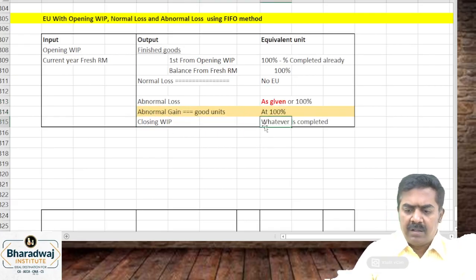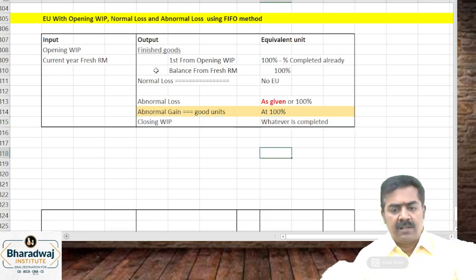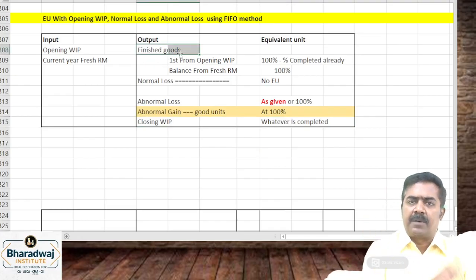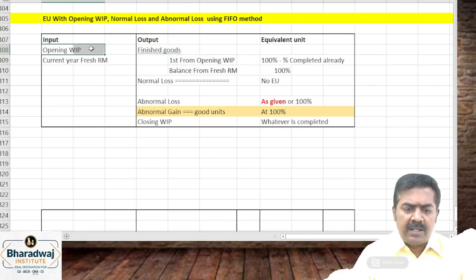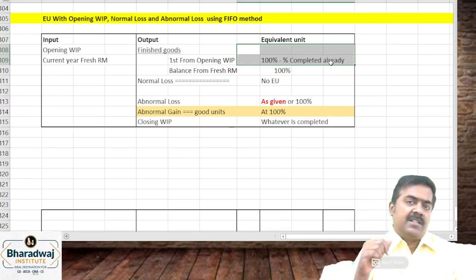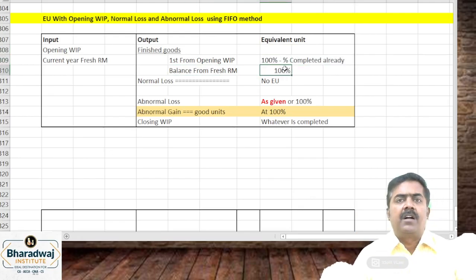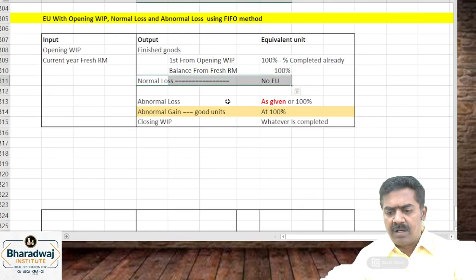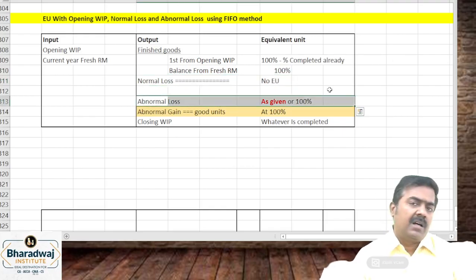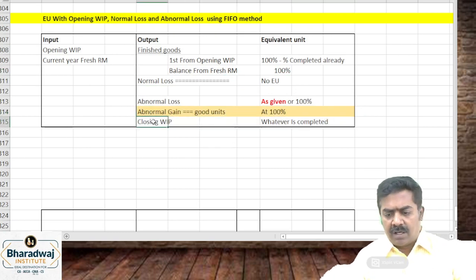Closing WIP, whatever is completed this year. More than the format, it is logical. Finished goods means we manufactured and completed the process. Okay. First we complete the opening WIP: 100% minus percentage completed already in the last year, so whatever we do in the current year. Fresh raw material we bring and finish means 100% of the work we do in the current year. Normal loss, no equivalent unit. Abnormal loss, 100% normally we take, otherwise they will specify. Abnormal gain, good units, 100%. Closing WIP, whatever is completed.